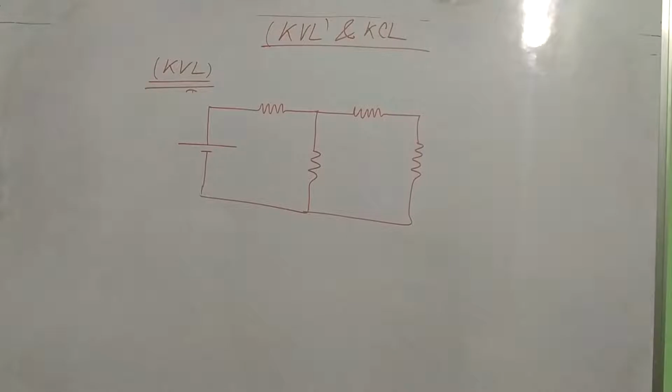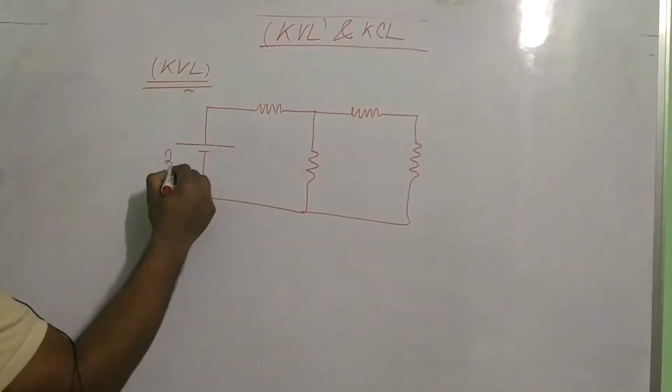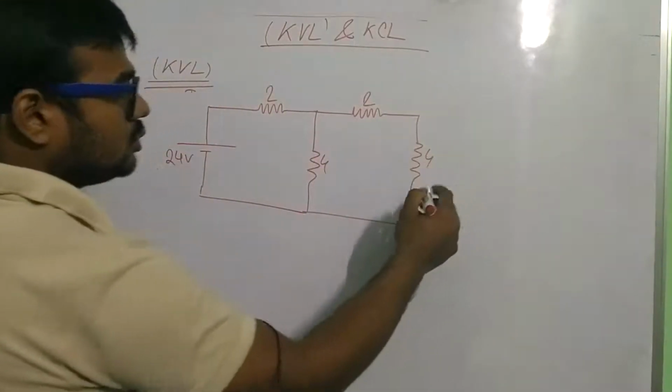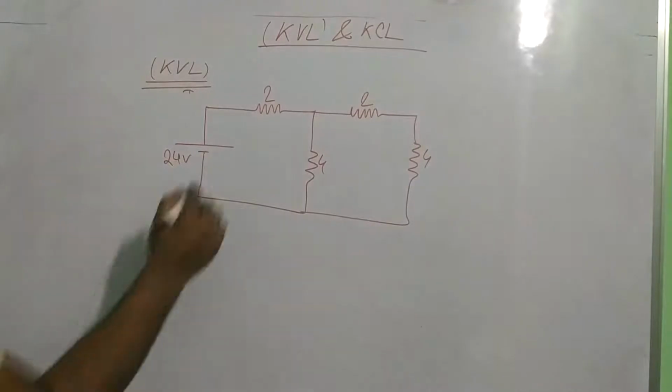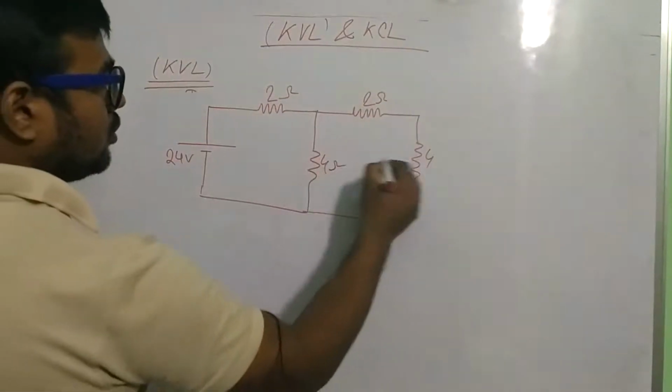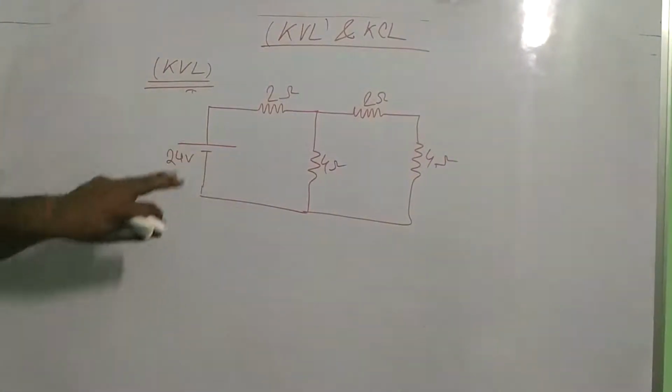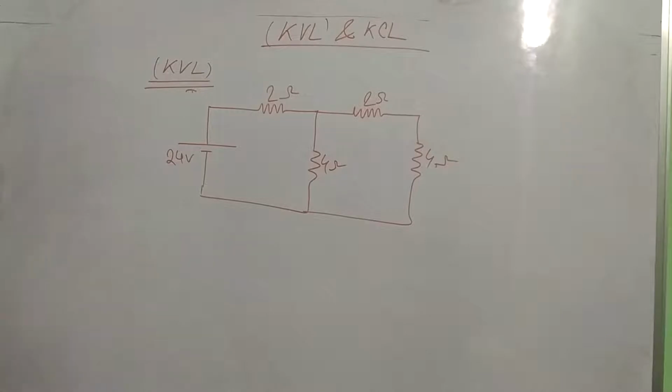Now I am solving the same problem through KVL, or Kirchhoff's voltage law. Suppose this is a 24 volt supply, and the resistances are 2 ohm, 2 ohm, 4 ohm, 4 ohm. Now I am applying KVL here. At first I give the current direction, because this is a basic principle to solve any circuit. At first you give the current direction.